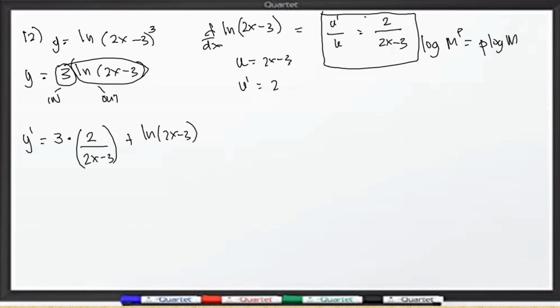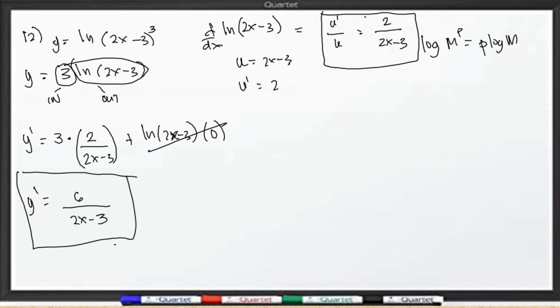Although this is understood, kaya lang marami pa rin nalilitong estudyante. Bakit daw hindi na pinaproduct rule yan? Eh, ang derivative po ng constant will be 0. Matic 0 na po ito. Kaya pag product rule po tayo, hindi na po natin kinukuha yung pangalawang term, no? So, y prime is equal to 6 over 2x minus 3. O, yan po yung ating magiging final answer.